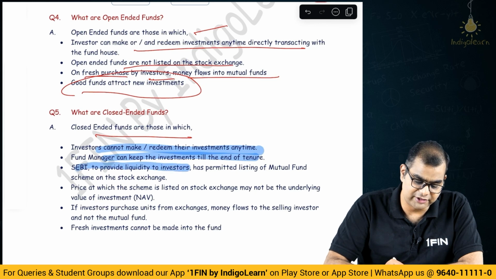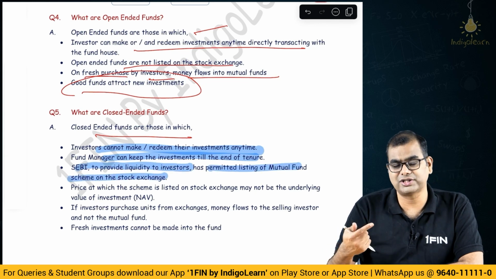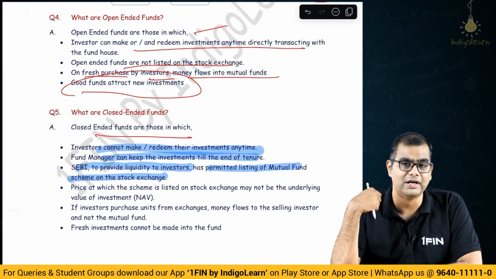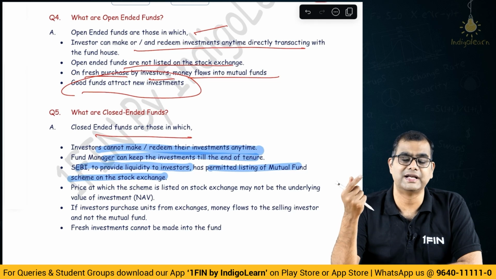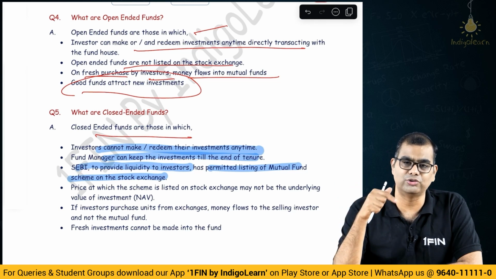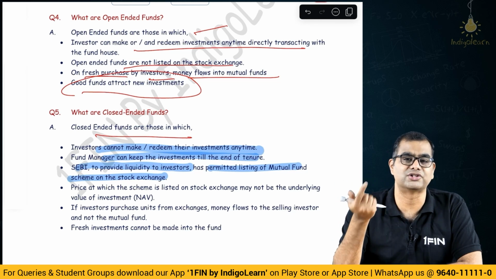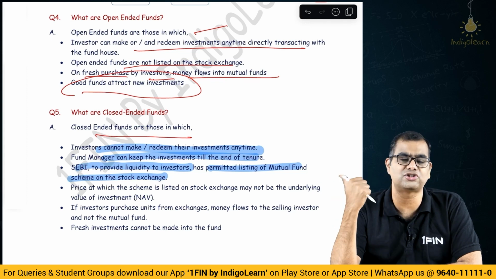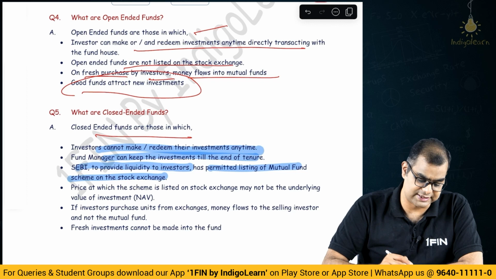SEBI, in order to provide liquidity to investors, has permitted the listing of mutual fund schemes on stock exchanges. So with these closed-ended funds, since you cannot sell it back to the mutual fund house, or rather the mutual fund house does not redeem these funds till the date of maturity, what you can do is sell it to other investors. The way you sell it is by going and selling it on a stock exchange where these closed-ended schemes are listed.